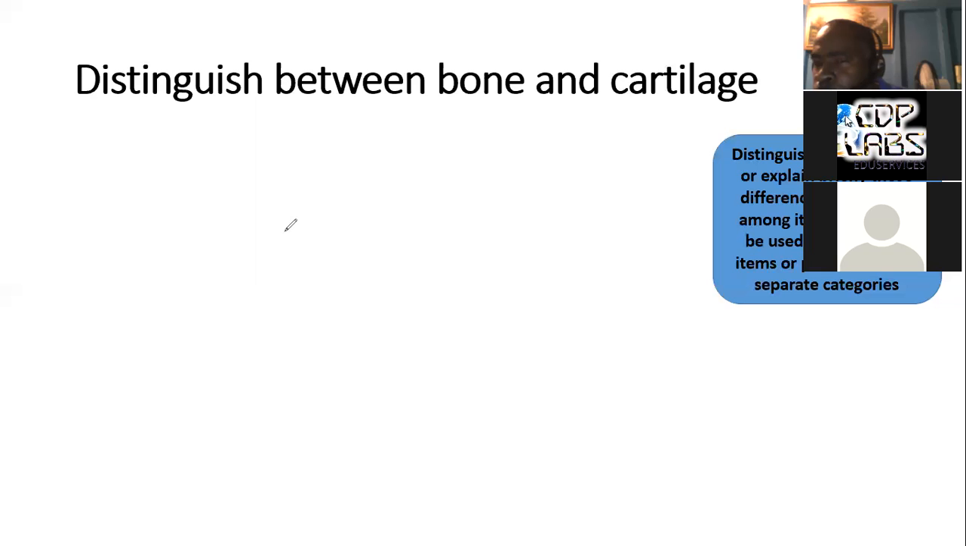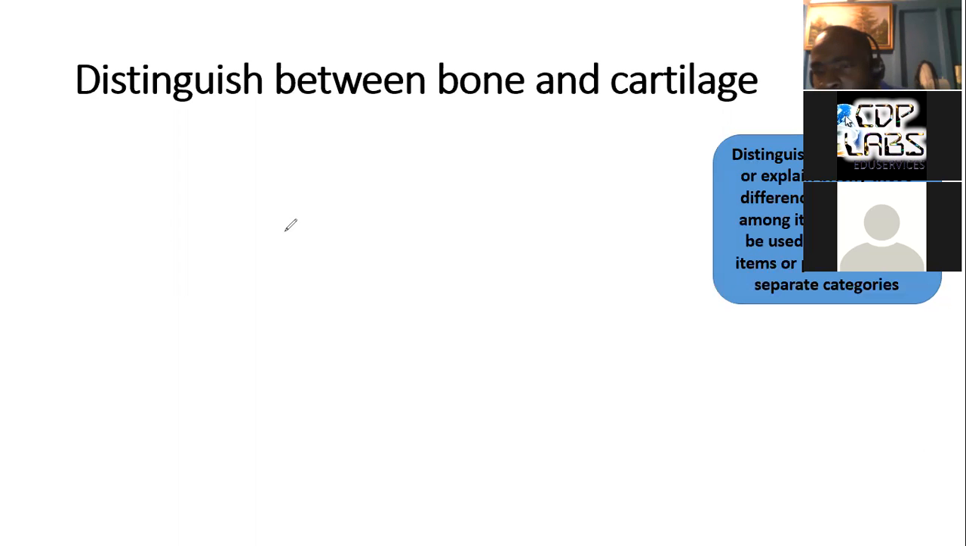Distinction means state or explain briefly those differences between or among items which can be used to find items or place them into separate categories. Okay, thank you very much, Alia. So, state or explain briefly. So you don't need a long explanation. Those differences. So you're looking for the differences between the bone and the what?